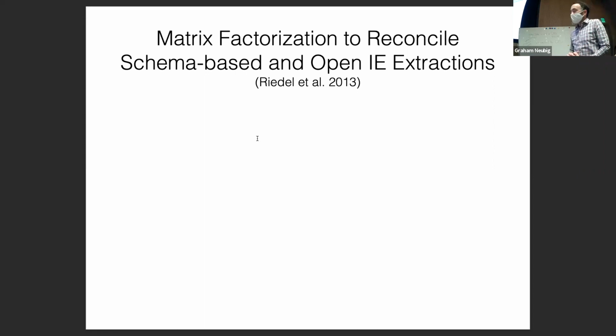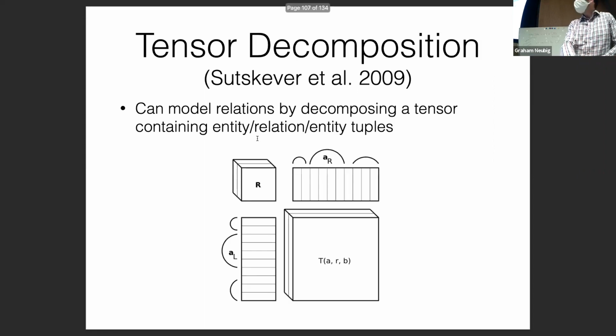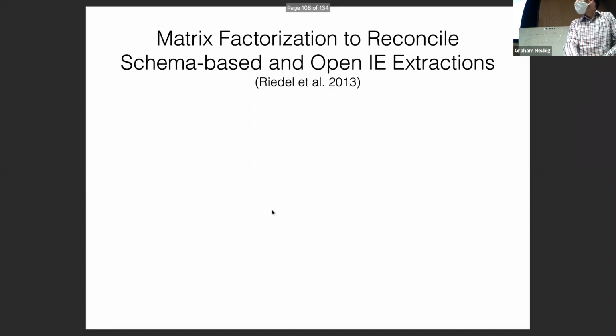Cool. So this is a common technique. Basically, you take all the relations you already know and you try to fill in the other ones that you don't know with relation matrix completion or tensor completion techniques. One other interesting thing that you can do is you can do this to reconcile schema-based and open IE extractions.